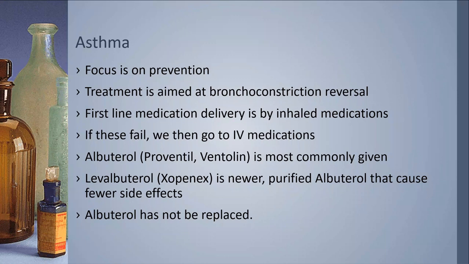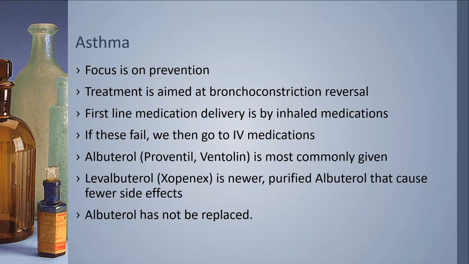The big thing, though, when we do have a patient that has an asthma attack is that we've got to reverse the bronchoconstriction to get air in there. And how do we do that? We do that by delivery of inhaled medications, which is kind of a two-edged sword, because if our bronchioles are very, very narrow, very, very tight, getting the medicine down to where it needs to go can often be difficult. If we're not able to do that, then we can go to IV medications.